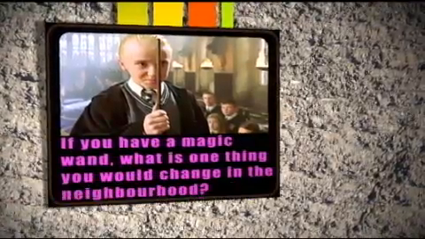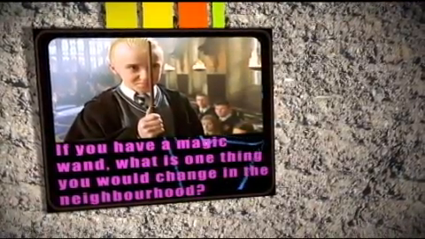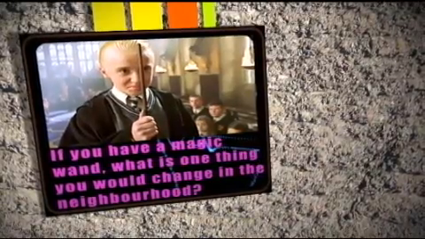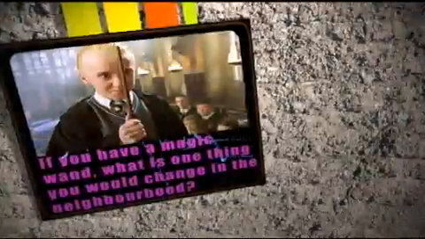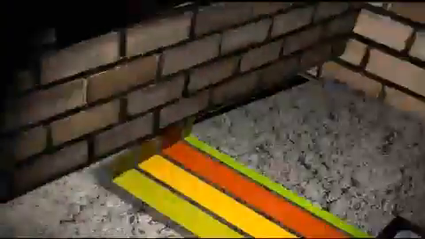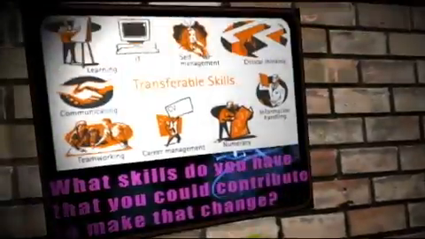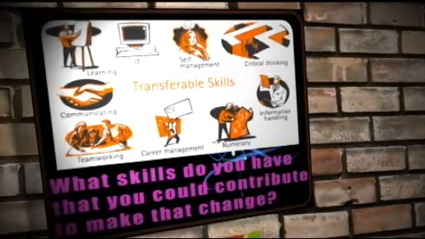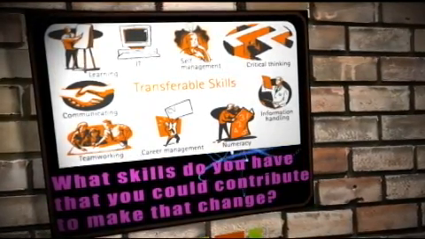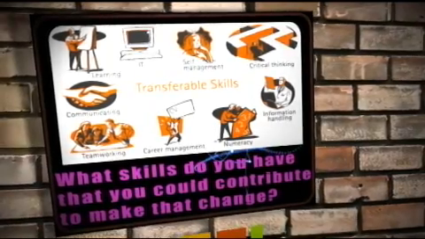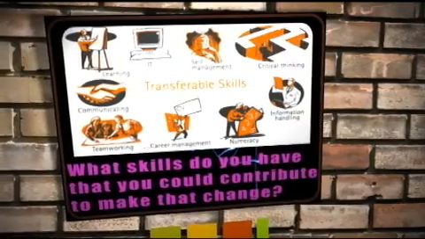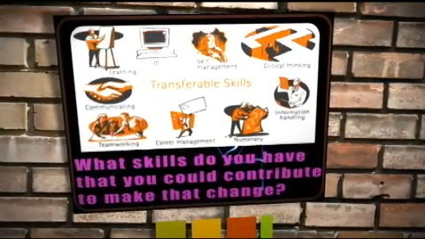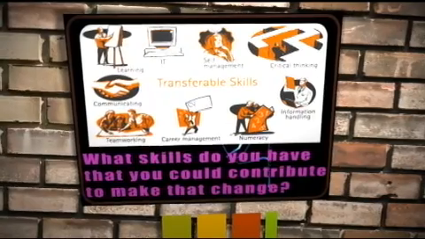You may also ask, if they had a magic wand, what's one thing they would change in the neighborhood? The idea is to start with a positive and then ask a question that is geared more towards concerns or worries. After we find out about their neighborhood, then you could ask, what skills, interests, abilities, and education, etc. do you have that you could contribute to making that change? In this, there is an invitation for neighbors to get involved, to offer whatever they have to give.